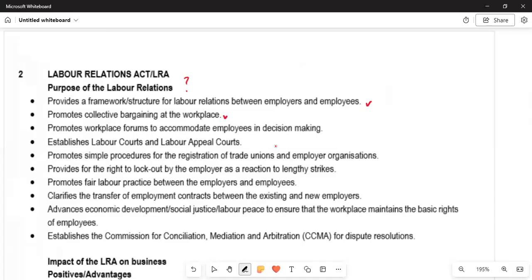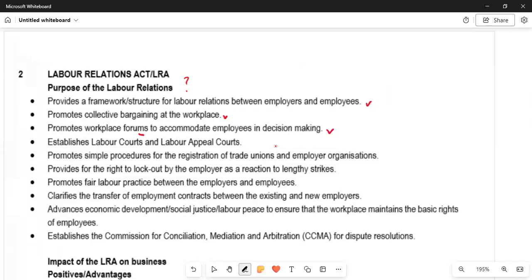Employees in decision making. The workplace forum simply means the committee; this act enables that the workers should have their committee. If ever they have some grievances, if ever there are some disputes, this act allows them so that they can be represented at the workplace. So that is very important.